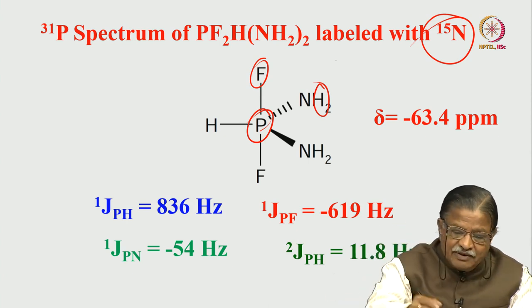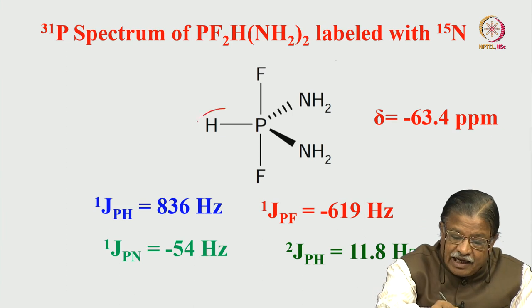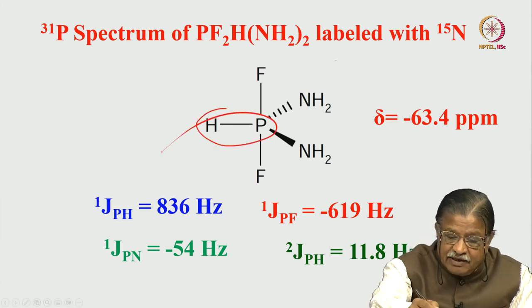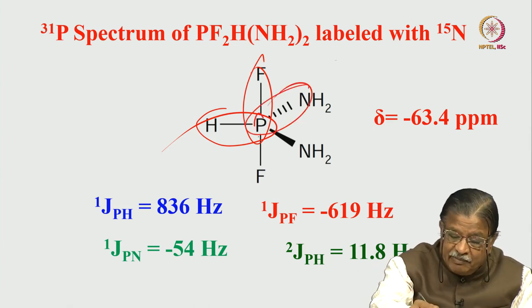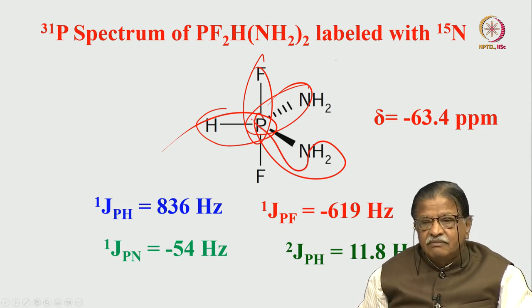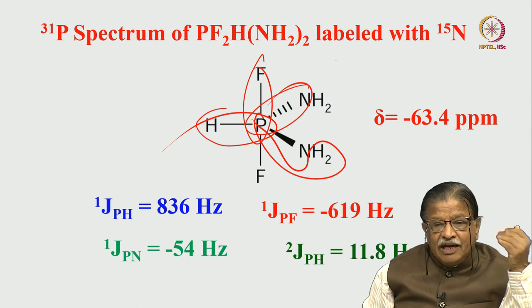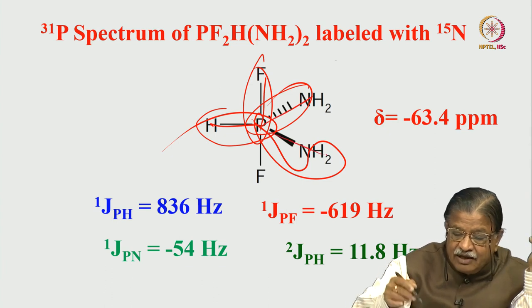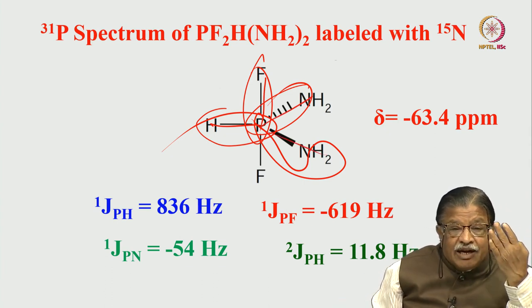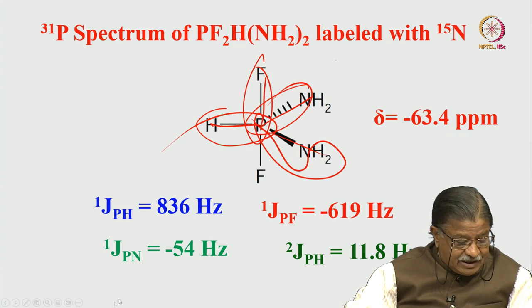So, this phosphorus can experience 4 different couplings. It can experience coupling with proton, with fluorine, with this nitrogen, and it can also experience coupling with this other proton. 4 different types of couplings it can experience. The pattern is very difficult to understand in such a simple molecule: one heteronuclear, another heteronuclear, another heteronuclear, and then another heteronuclear. So, 3 different types of heteronuclear couplings are there for this phosphorus. Very interesting example I am giving you. Please understand this one very carefully.